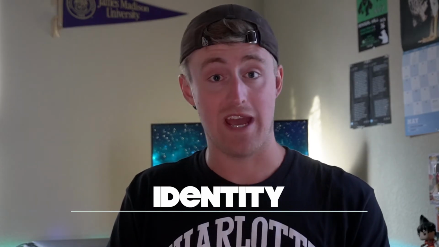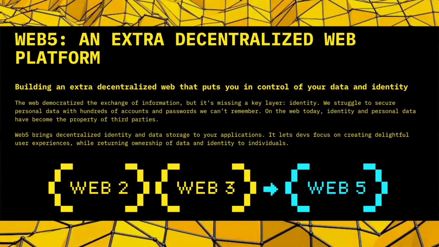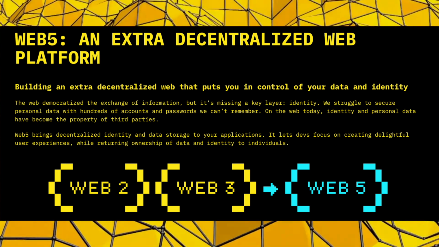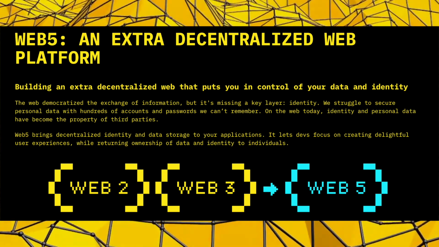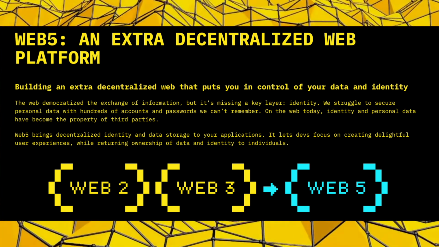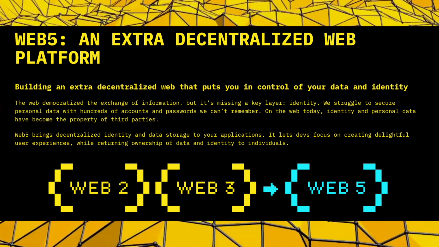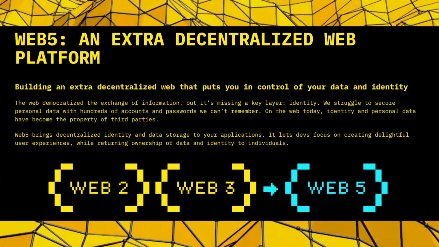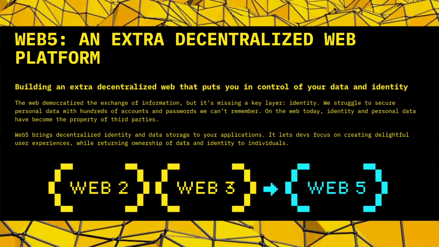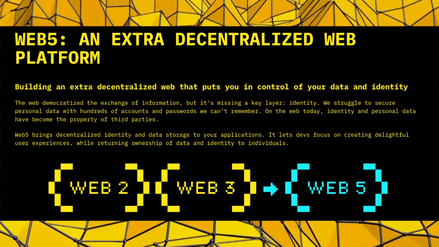Web 5 founder Jack Dorsey was quoted as saying, "The web democratized the exchange of information, but it's missing a key layer, identity. We struggle to secure personal data with hundreds of accounts and passwords we can't remember. On the web today, identity and personal data have become the property of third parties. Web 5 brings decentralized identity and data storage to your applications. It lets devs focus on creating delightful user experiences while returning ownership of data and identity to individuals."